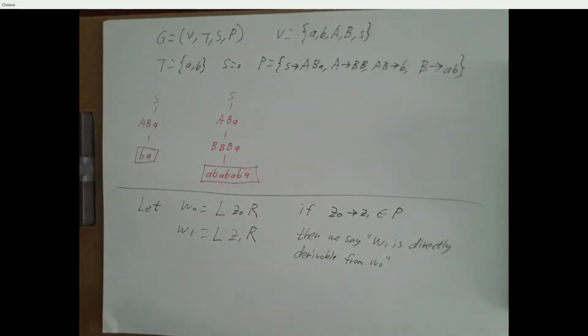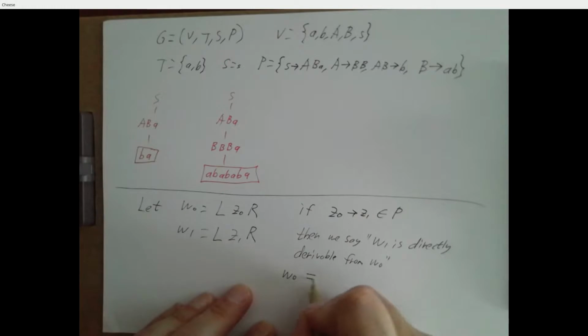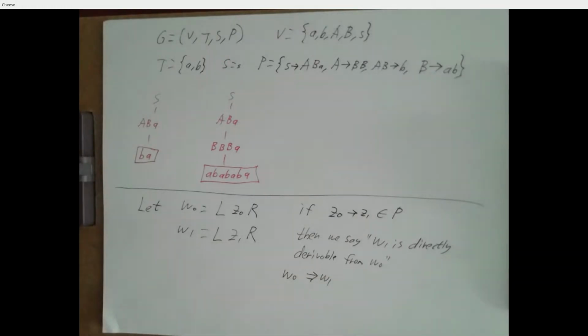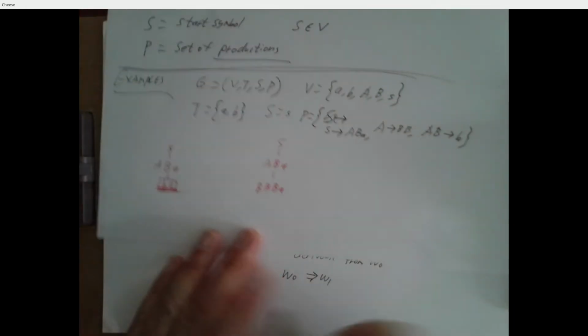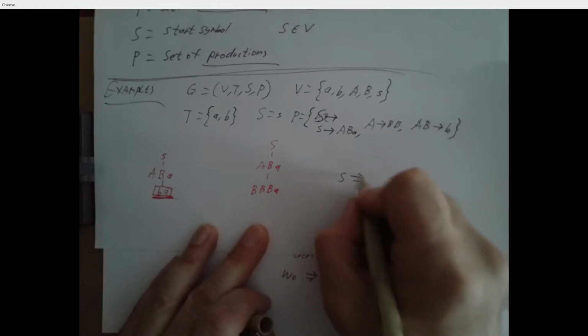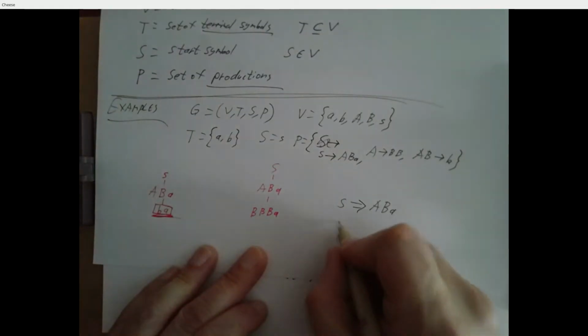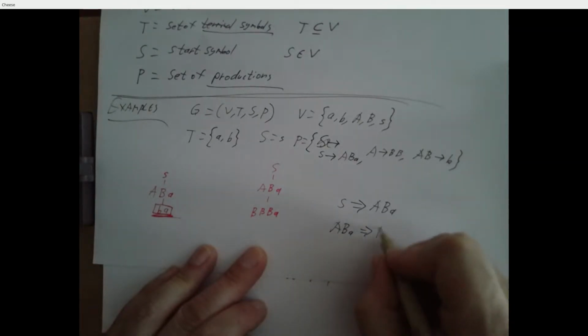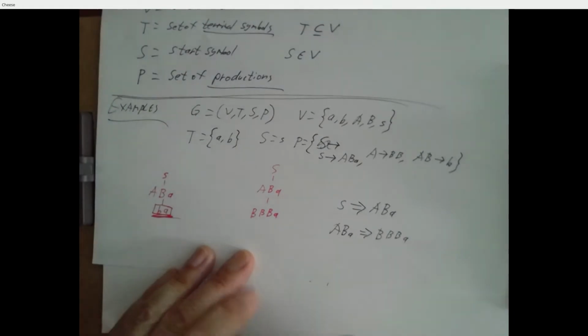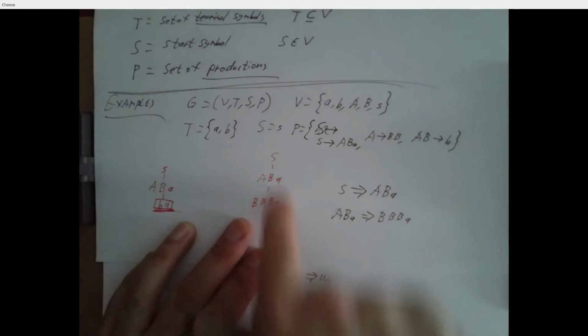And we write this symbolically with a double arrow. And it kind of feels like the right thing to do, right? We're basically saying you can change W0 into W1 by using some production rule. And so here we might have said something like S can be turned into ABA. And we could also write ABA can be turned into BBBA. So saying that this is directly derivable from that basically says that you can apply a production, turn the former into the latter.